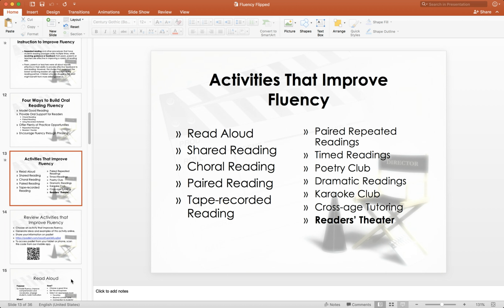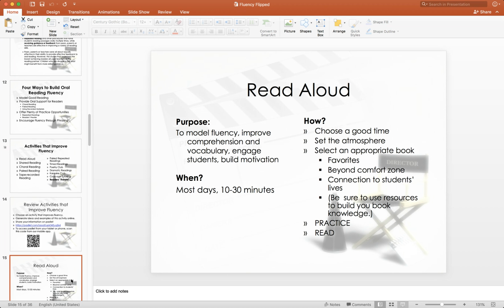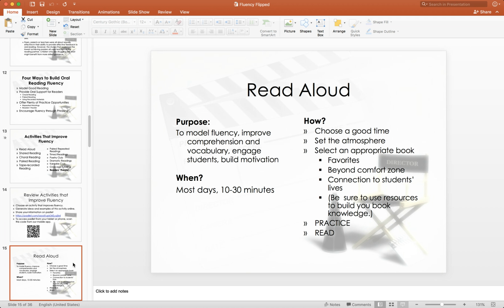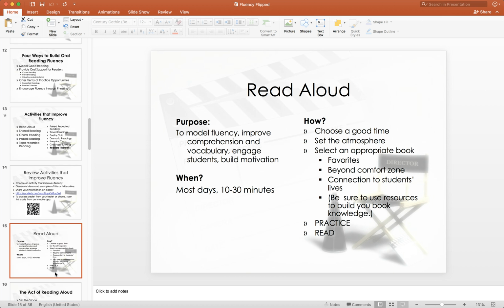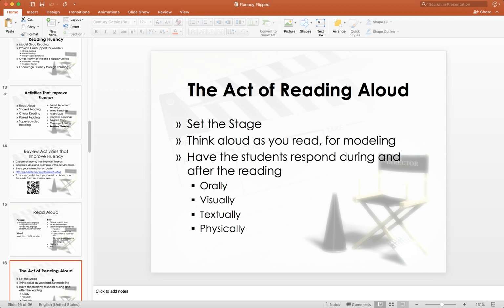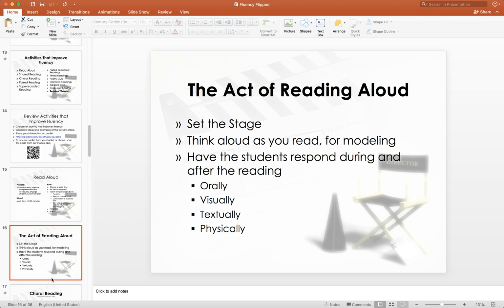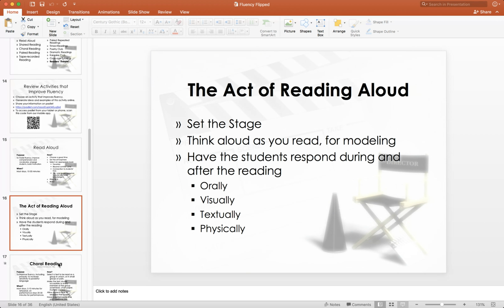Okay, so we're going to come back to that, and I'm just going to review a few of these activities. So a read aloud. Basically know what a read aloud is: to model fluency, improve comprehension. How do you choose a good time to read? You set the atmosphere, you select an appropriate book, you practice, and you read it. So we know read alouds are very effective. When you're reading, make sure to set the stage, think aloud as you read, as you're modeling, and have the students respond during and after the reading. So they can respond orally, visually, textually, or physically.